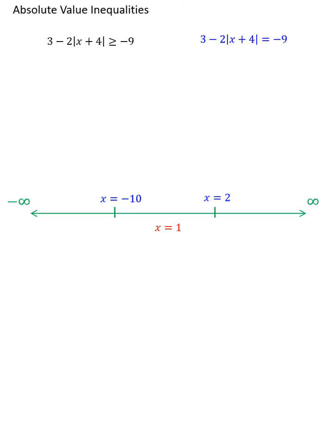Testing out the next interval, let's choose the number 1. 1 is definitely a number between -10 and 2, and I'm going to plug that in. Notice I've substituted 1 for x. And when I do my scratch work, the left side works out to be -7. Now notice this is a true statement. -7 is greater than -9. But that tells me more than just that 1 is a solution.